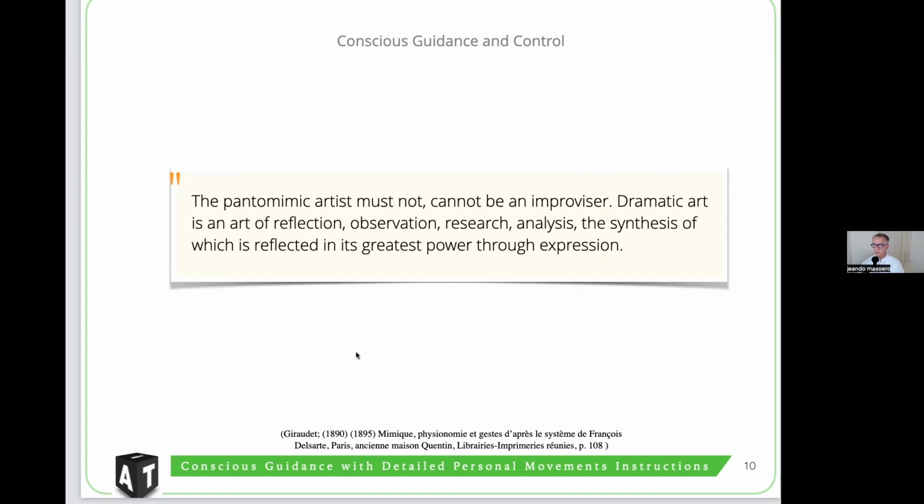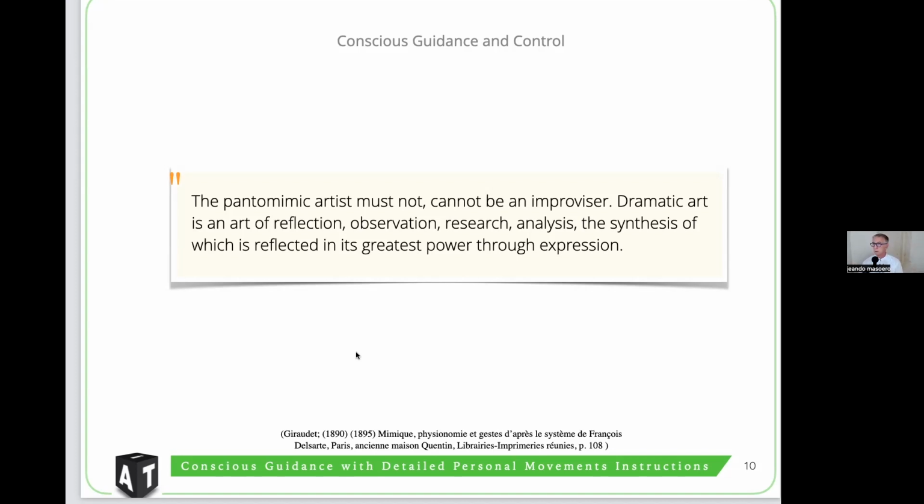The conscious guidance and control part is there. Giraudet is a French artist, actor and singer who wrote a very interesting book in 1895, called Mimique, Physionomie et Geste, d'après le système de François Delsarte. Pantomimic activity, physiognomy, and gestural construction is what the Delsarte system is about: how to appear to be afraid, how to appear to be eager or tired on stage.